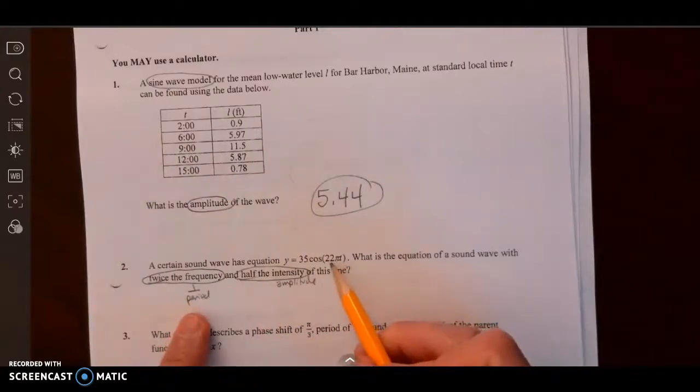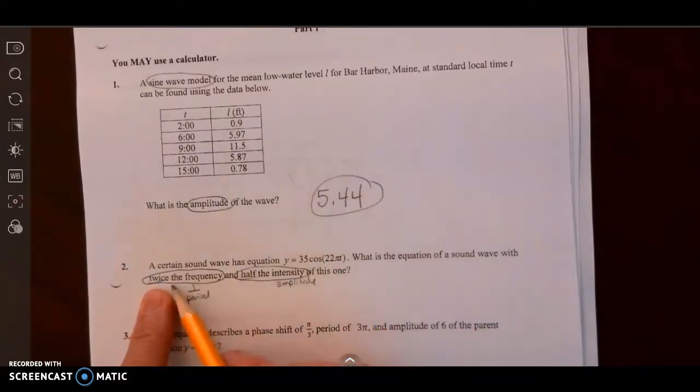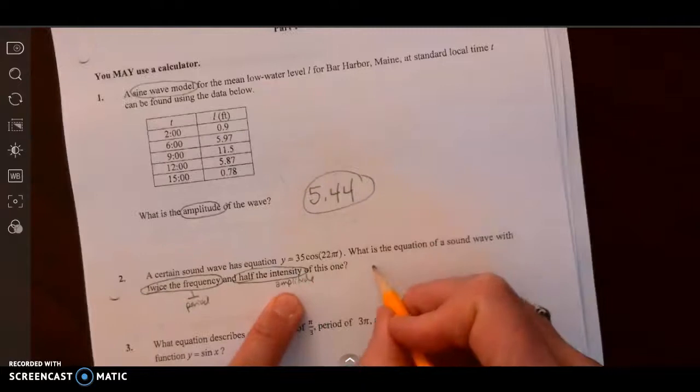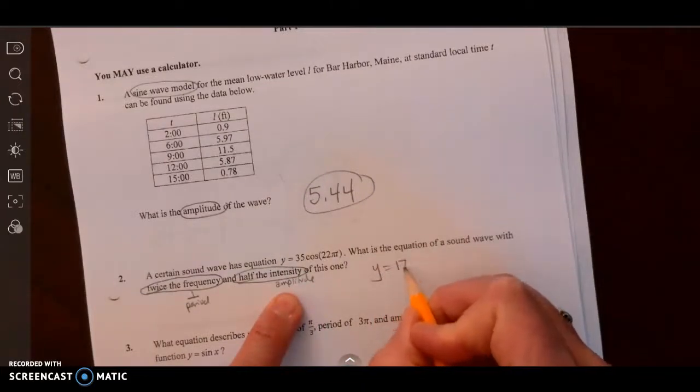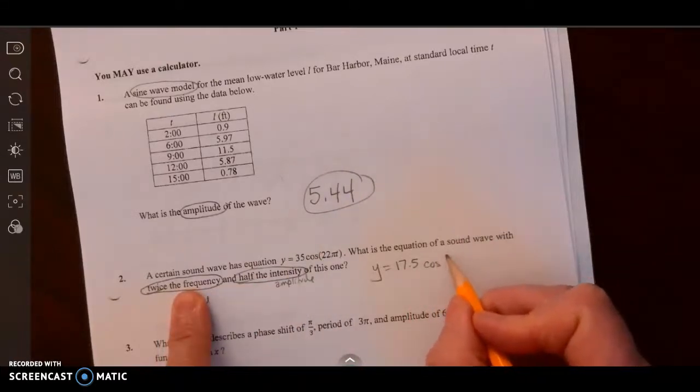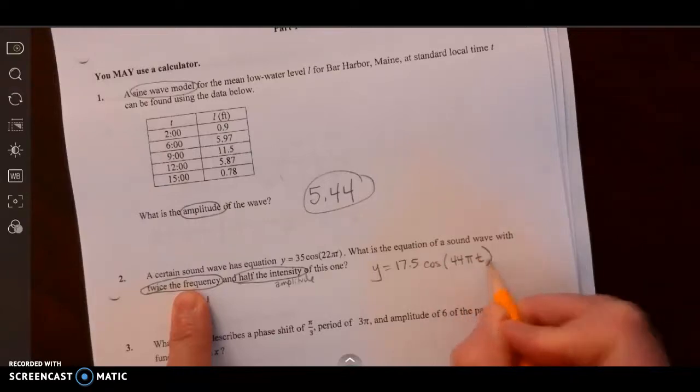Because you're going to double it, but then you take the reciprocal, whatever we do to x, we do the opposite. So if we divide by 2, but then we take the reciprocal, which means we actually multiply by 2, we can simply double this. So we end up with half of 35, which is 17.5 cosine, and double the 22, so 44 pi t.